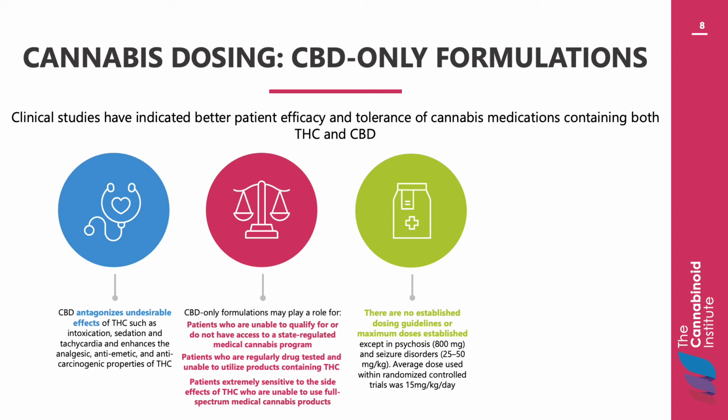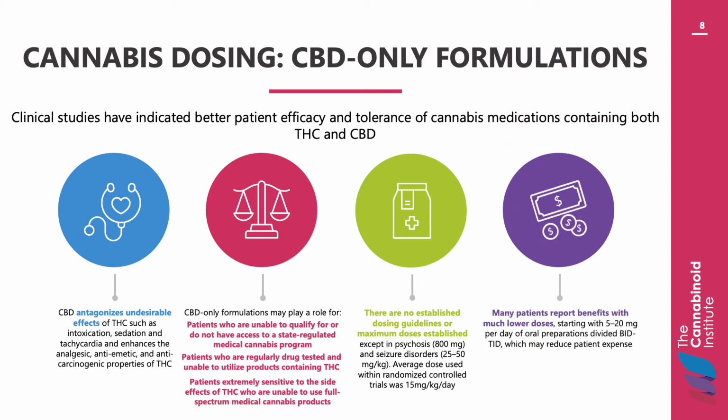in clinical studies on psychosis, which used 800 milligrams of CBD per day, and for seizure disorders, which used 25 to 50 milligrams per kilogram per day. The average dose used within randomized controlled trials was 15 milligrams per kilogram per day. However, many patients obtain benefits with much lower doses, around 5 to 20 milligrams per day of oral CBD divided 2 to 3 times a day, which may reduce patient expense.